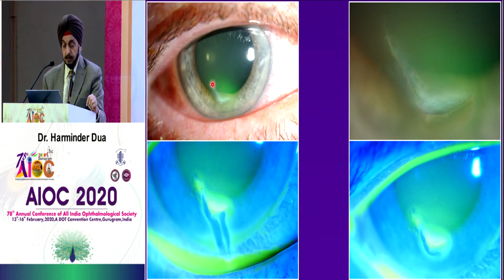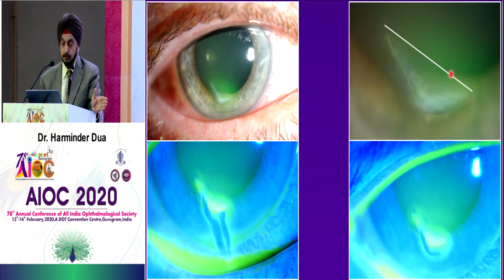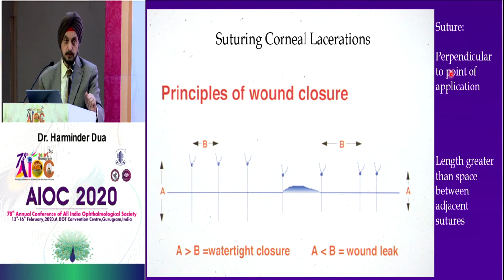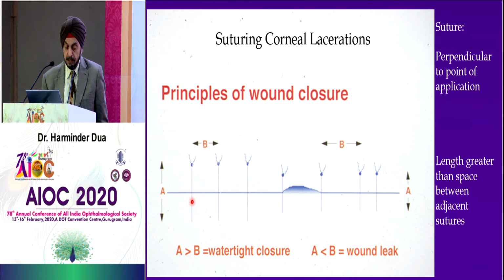Here another patient, you can see a triangular wound, it's leaking profusely. This hinge, which is over there, is outside the wound, and you have to put your sutures. So what are the principles of suturing? Most important is that your suture should be perpendicular to the site of application, and then the distance between two sutures should be less than the length of your suture.